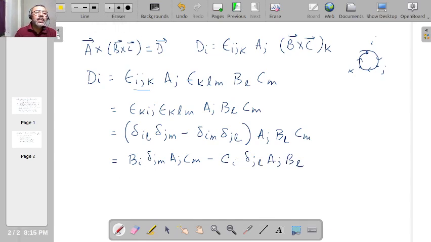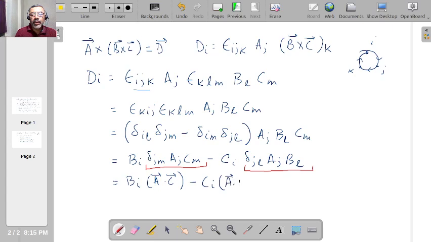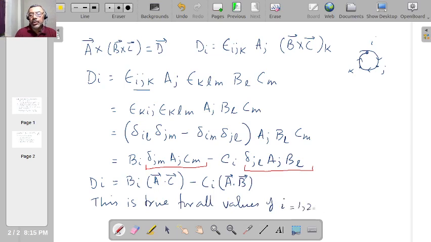But this is just a dot product, because there is a sum over J and a sum over M. This is again a dot product, because there is a sum over J, a sum over L. So let us write it as B_I (A dot C) minus C_I (A dot B). This is D_I. This is true for all values of I, that is I equal to 1, 2, or 3.